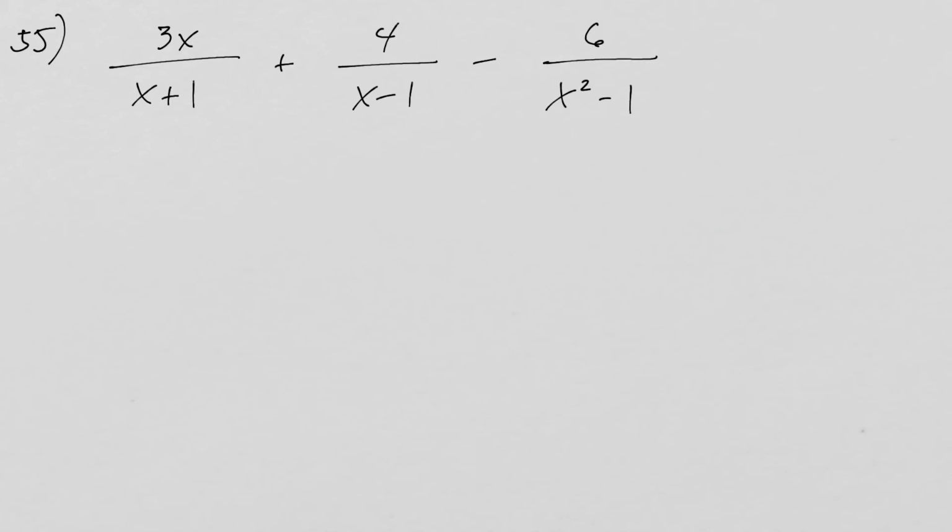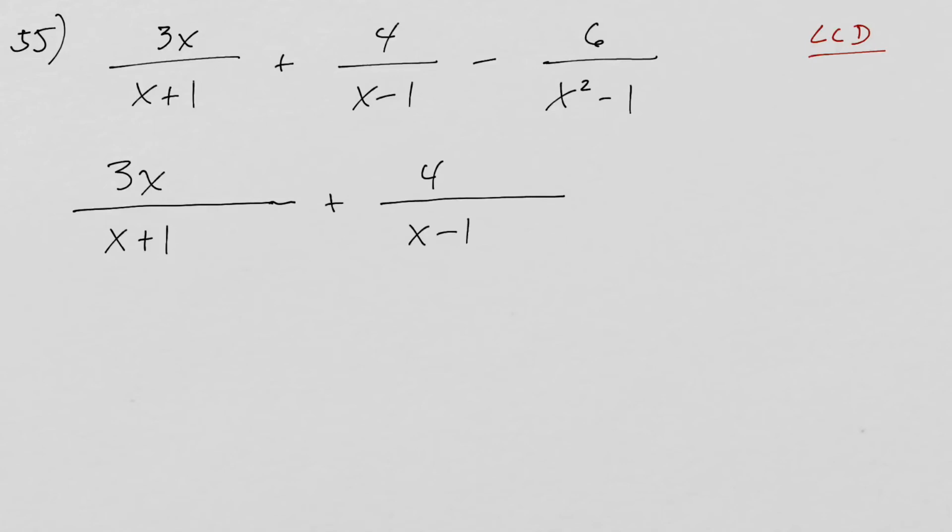Okay, before I can figure out my LCD, I need to factor all the denominators. So this first one is unfactorable, so I'll leave it like this. And notice I'm leaving some space for myself. The next one I cannot factor, so I'm leaving again some space. The third one is factorable, and it's x plus 1 times x minus 1. Okay, the only factors involved in any of the denominators are x plus 1 and x minus 1. So that is my LCD.